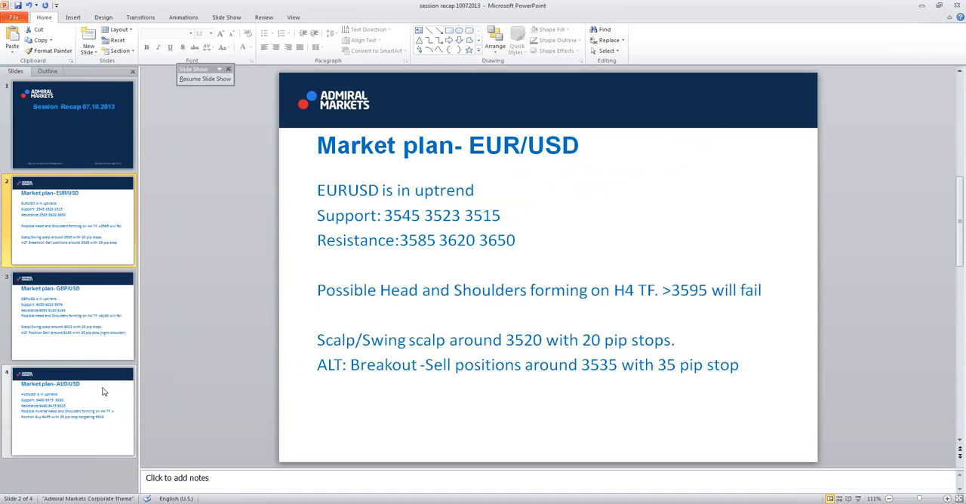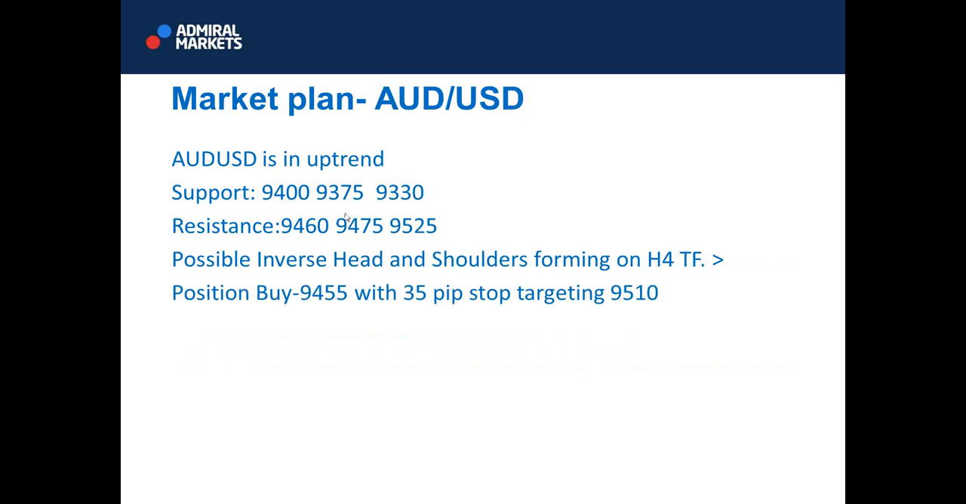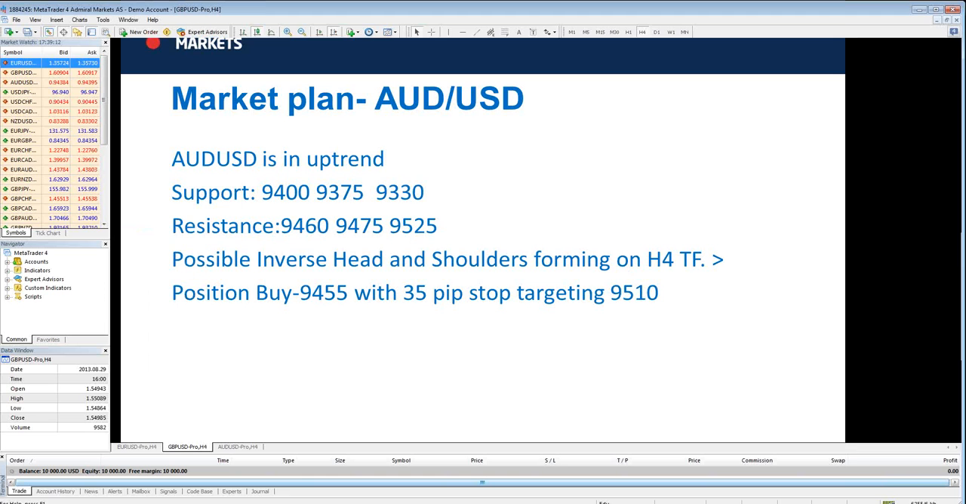And next is Aussie. Of course, Aussie, heavy uptrend. Now it seems like it's targeting 95.25, but I can say 95.10 because, you know, sometimes we cannot go for a full profit target. 95.25 is a nice and good resistance. So let's say above 94.55, it will go to 95.10. So pay attention to those levels.